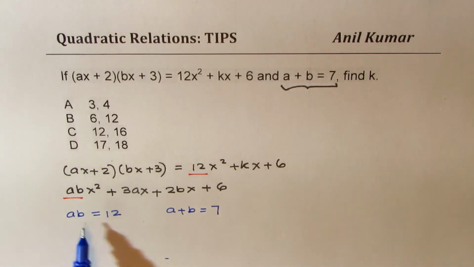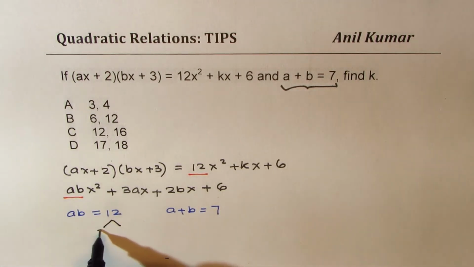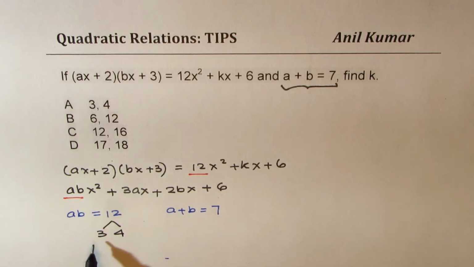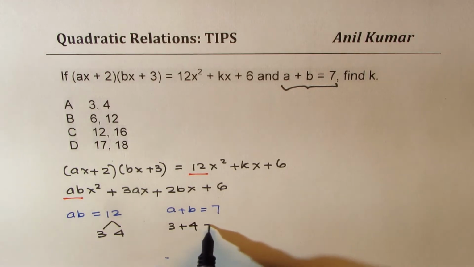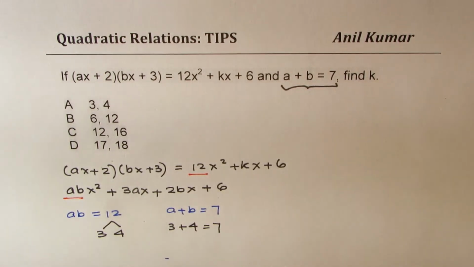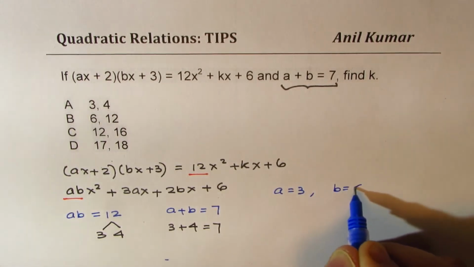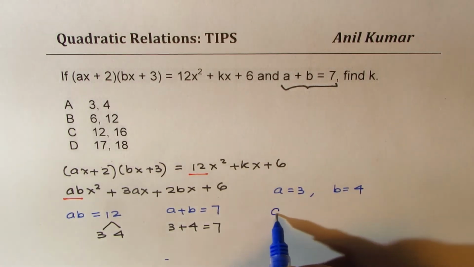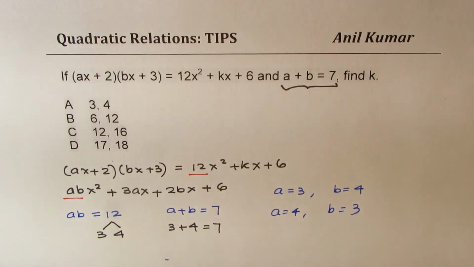Now what two numbers when multiplied give you 12 and add to 7? The only combination which can give you this is 3 and 4. So 3 times 4 is 12 and 3 plus 4 is 7. So we have two options. One is a equals 3 and b equals 4. The other option is a equals 4 and b equals 3. So those are the two options, correct?